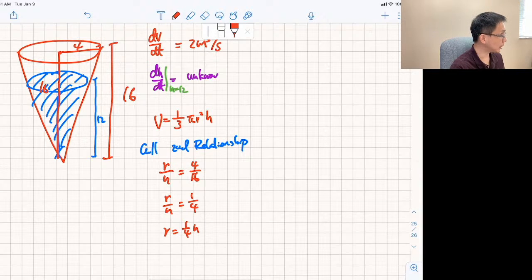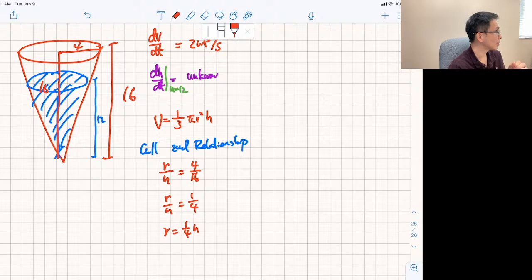Yeah, but we don't have dr/dt. The problem is we don't have dr/dt, so we want to solve everything in terms of h. Why? Because if I solve everything in terms of h, I can substitute and change everything in terms of h. Then I got dh/dt, which is the unknown.